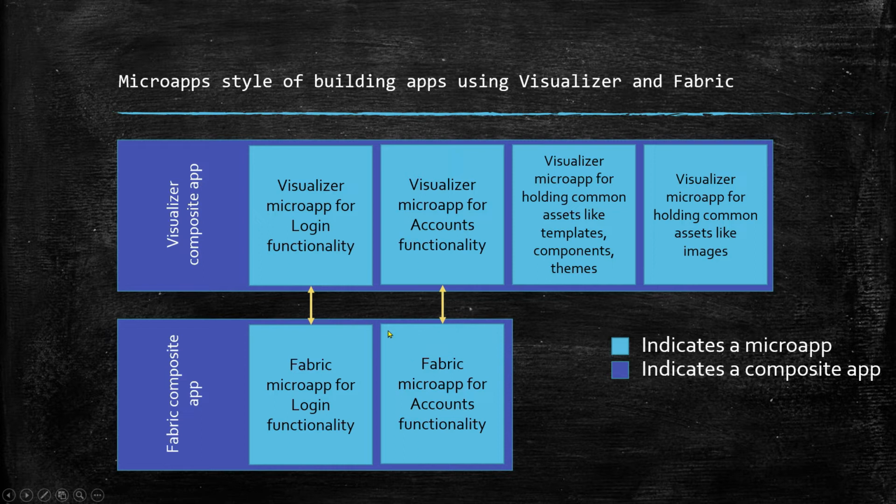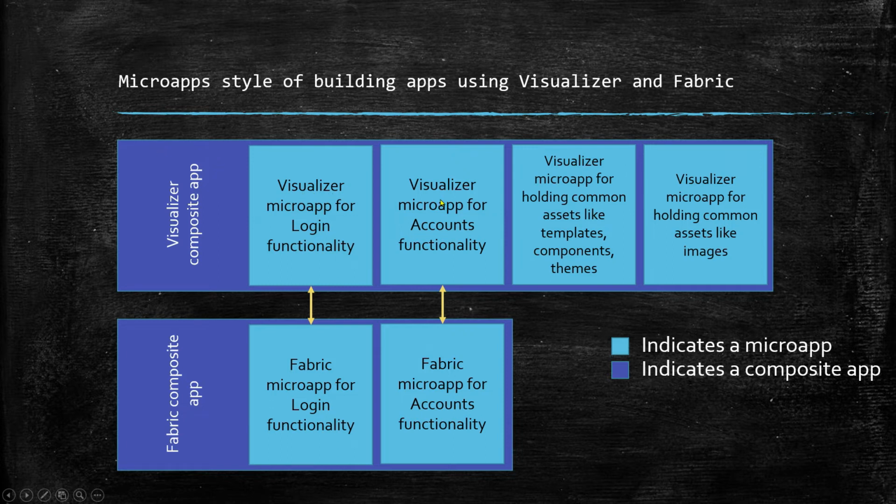And if we want to build a project which contains both login functionality and accounts functionality, we would create a Visualiser composite app by linking the Visualiser login functionality related project and the Visualiser accounts functionality related project together into a composite Visualiser project. Like this, we can link multiple Visualiser projects into a composite Visualiser app.